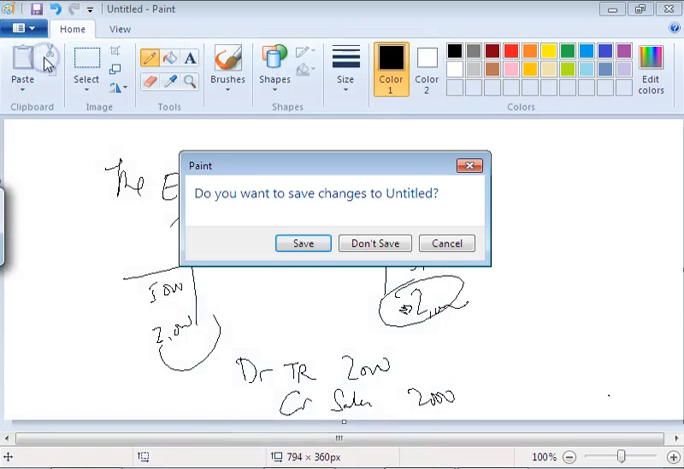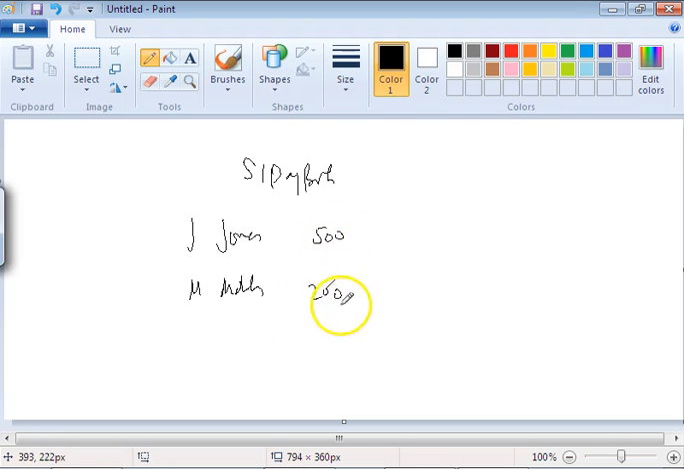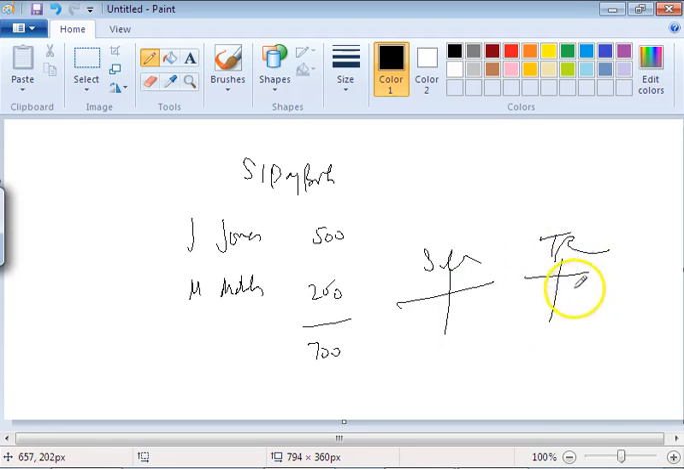Right, let's look at another error, something else that could happen. So let's go back to that sales day book. And we have J. Jones and M. Michaels. Say, for example, this is what the situation was. You were supposed to put in 500 and 200, and that was a total of 700. And then, as usual, sales and trade receivables: 700, 700. Debit trade receivables, credit sales. Remember the accounting equation: income goes up, asset goes up.